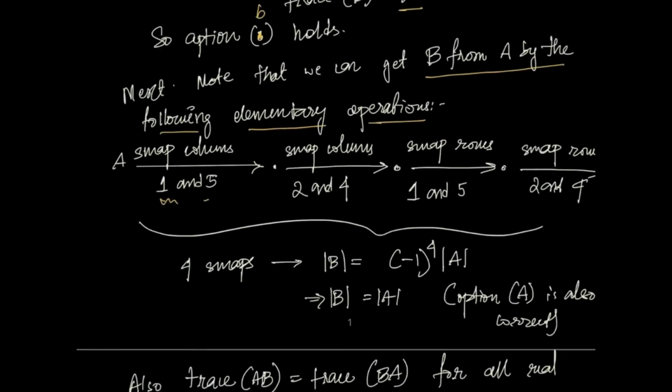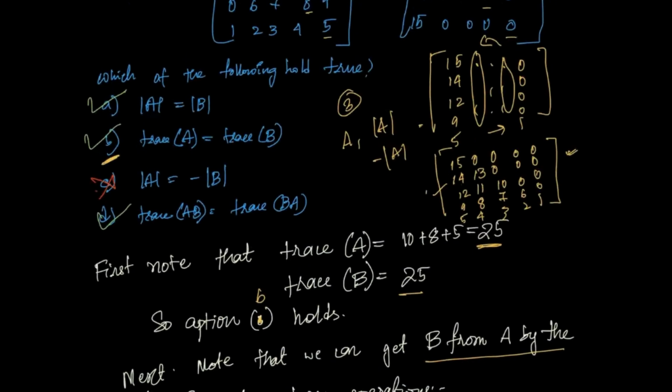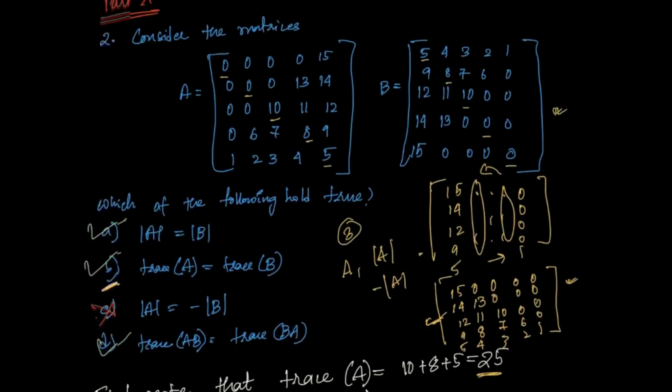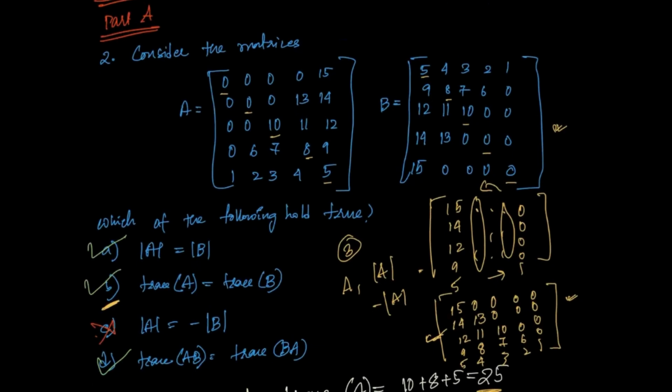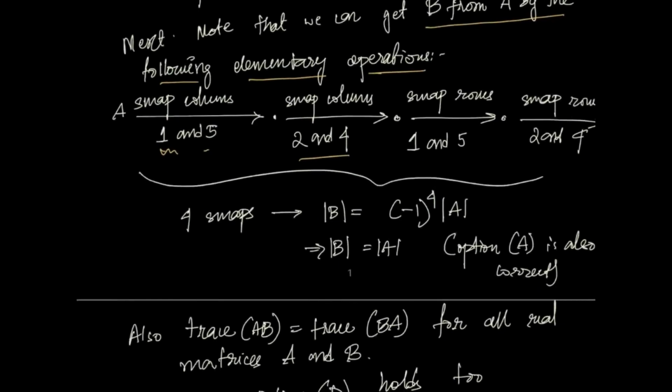Then we swap columns 2 and 4 of that intermediate matrix, then we get this. And then I showed you that we can swap rows 1 and 5 and then 2 and 4 to get the matrix B. So it's here. So this is 4 swaps. So basically 4 series of sign flips in the determinant of A. So the sign flips when you multiply the determinant by -1.